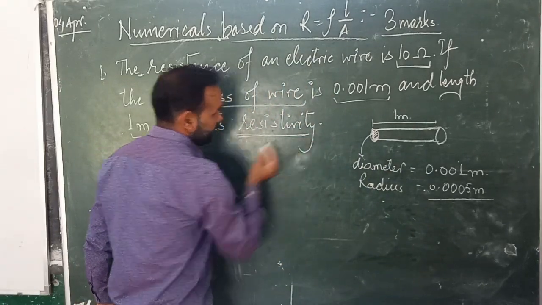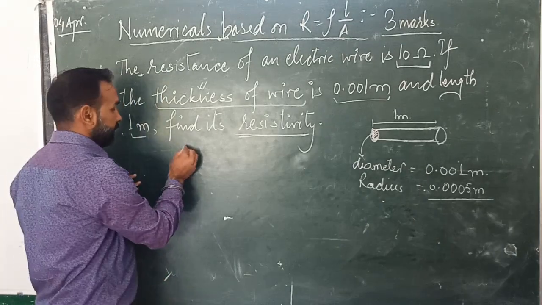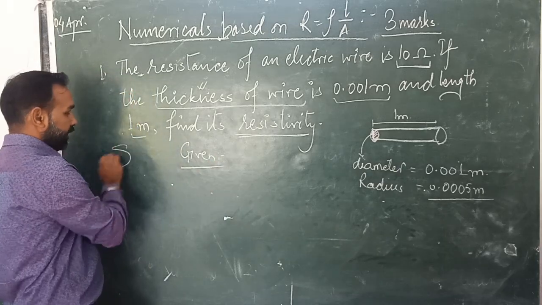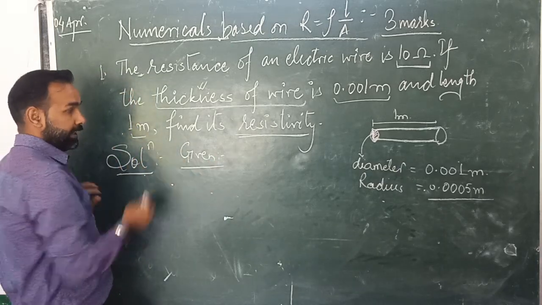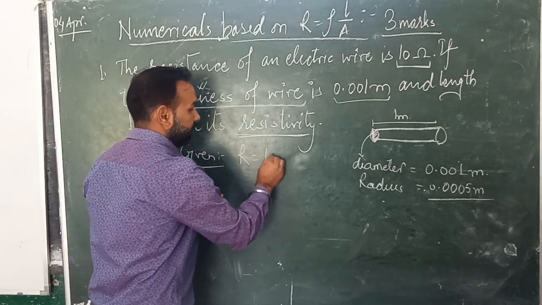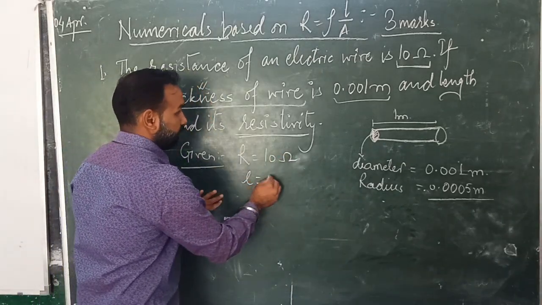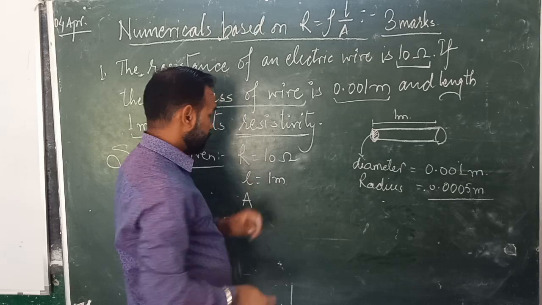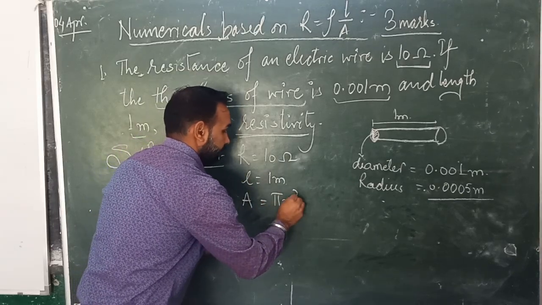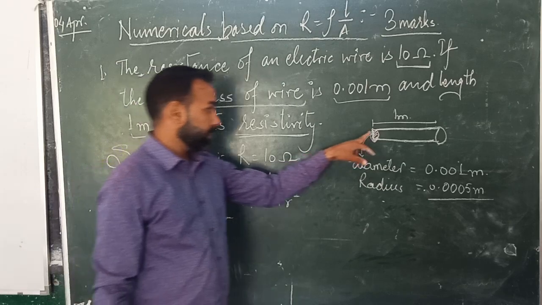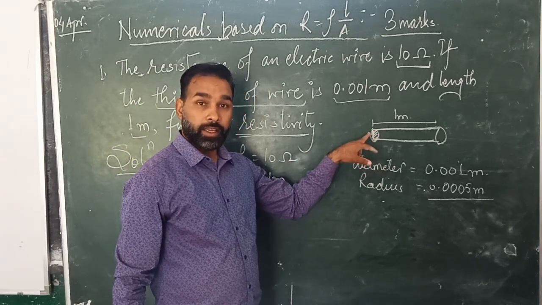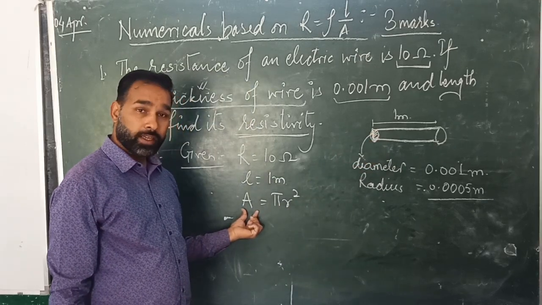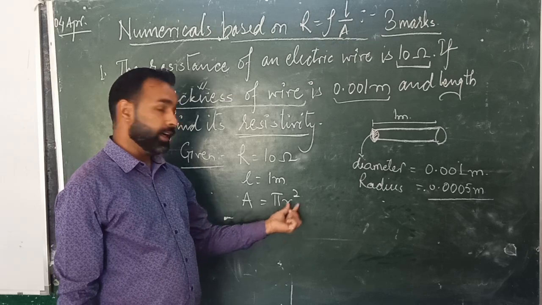Calculate its resistivity. First of all, you have to write the solution with what all is given to you. So first you will write: given is R equals 10 ohm, length equals 1 meter, and you require A, the area of cross section. So A equals pi R square, because it is circular. The area of cross section is in the shape of a circle, so for the circle you have to find the area. The area is pi r square.